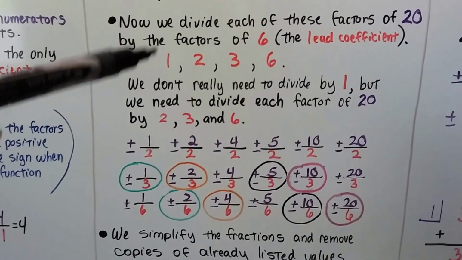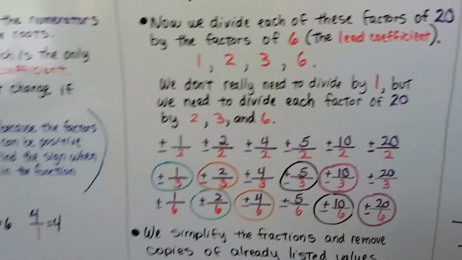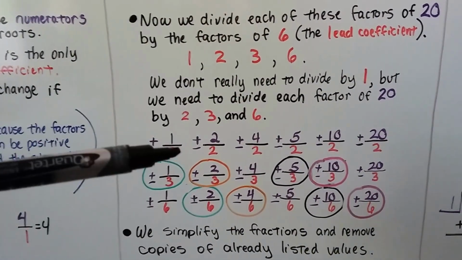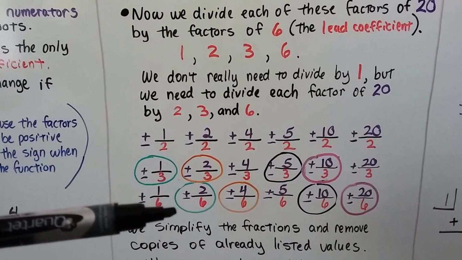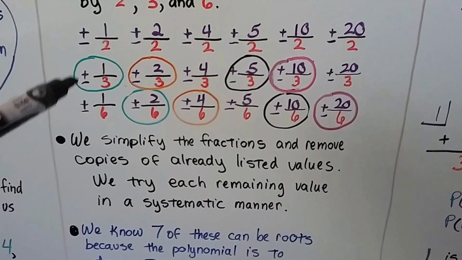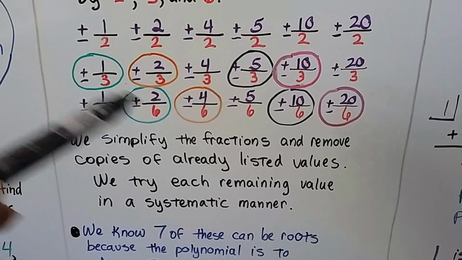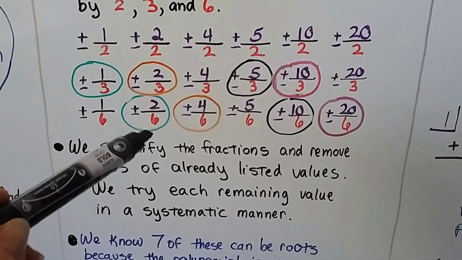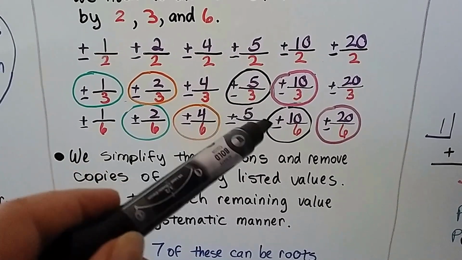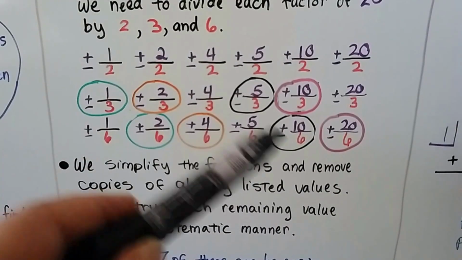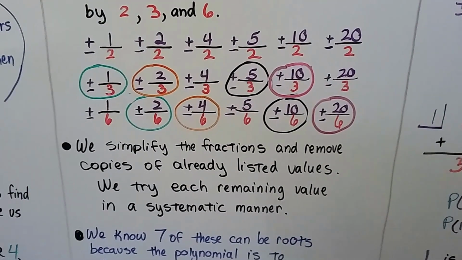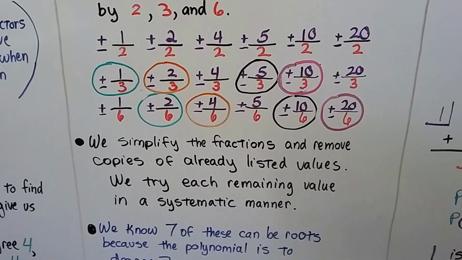So we don't need to divide by the 1, right? Because we know it's going to stay the same, but we need to do 2, 3, and 6. So here's all the 2 denominators, all the 3 denominators, and all the 6 denominators. Now what's going to happen is we're going to end up with things like 1/3 and 2/6. Well, that's the same thing, right? And 2/3 and 4/6, that's the same thing. 5/3 and 10/6, that's an equivalent fraction. So is that one.